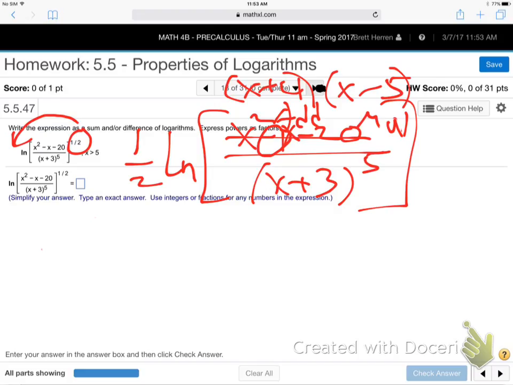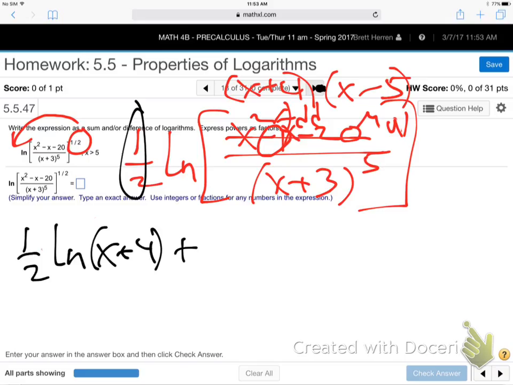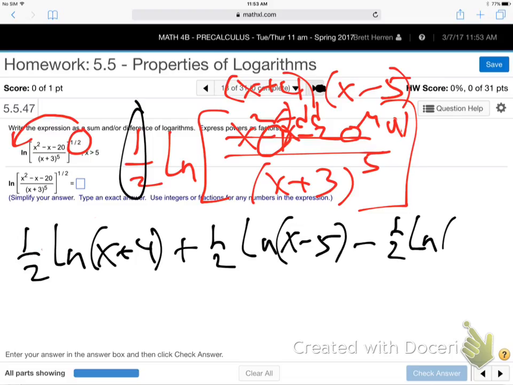And the 1/2 that's in the front, when I break that 1 natural log into 3 natural logs, that half will have to go to everybody, because it was in front of the one that led to all 3. So it'll be half natural log of x plus 4 plus a half natural log of x minus 5 minus a half natural log of x plus 3 to the 5th.